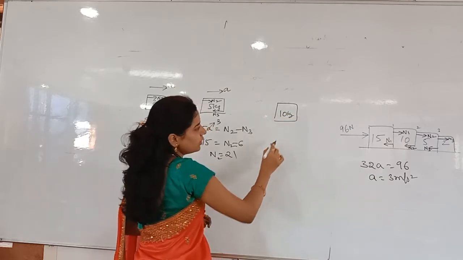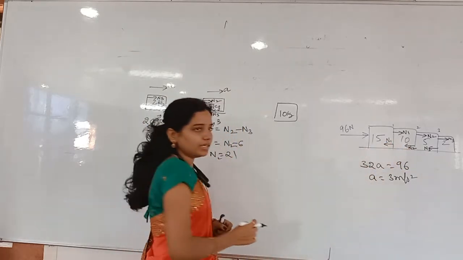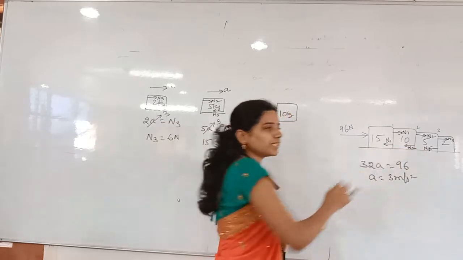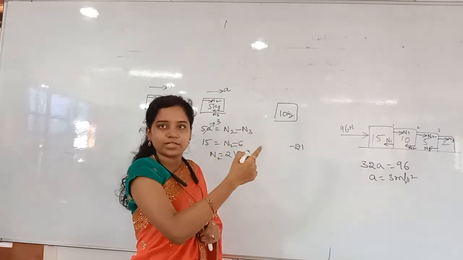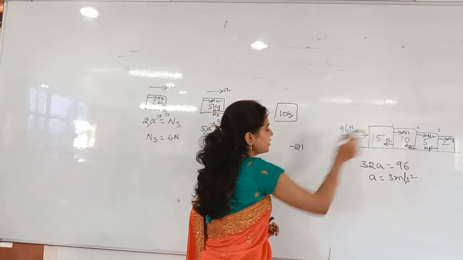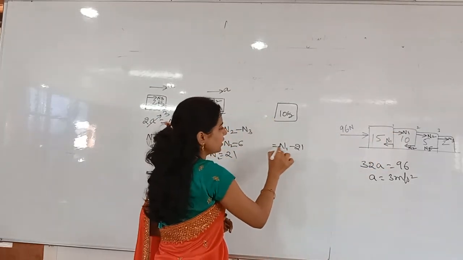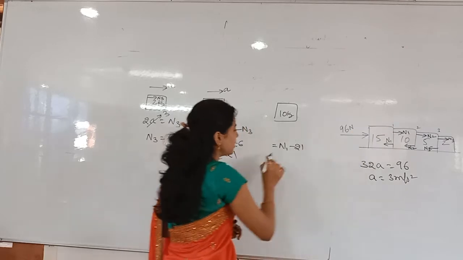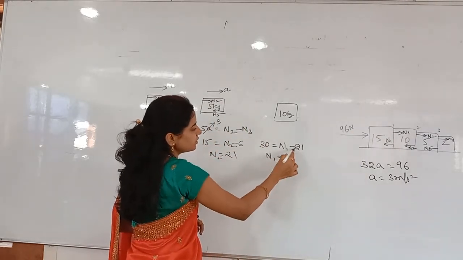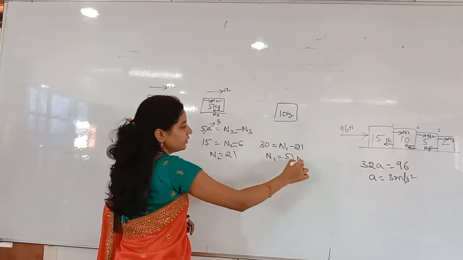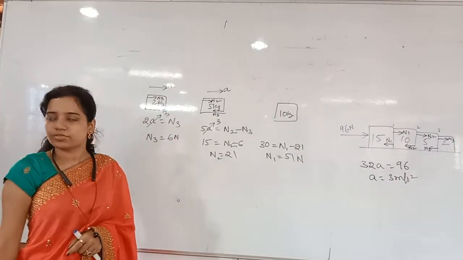Then next, if I take the 10 kg block, what is applying here? N2. N2 is how much already? 21. So minus 21. I am writing the equation directly. Then who is supporting for the acceleration? N1 is supporting. That is equal to 10 into acceleration, how much? 3, nothing but 30. Then N1 is equal to how much? 51 newtons. That's it. Finish that.